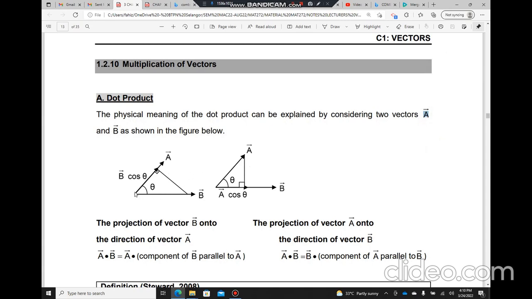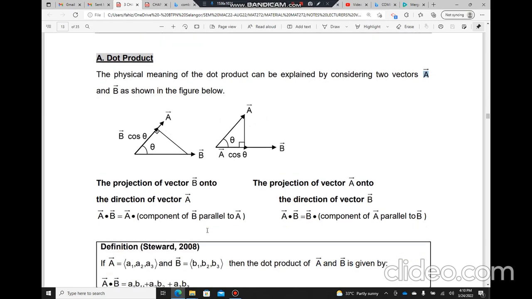Okay, so here we have vector A and vector B. In this figure, vector A and vector B. This one is the projection of vector B onto the direction of vector A. So A dot B equals A dot the component of B parallel to A. Then another one is the projection of vector A onto the direction of vector B. A dot B equals B dot the component of A parallel to B.